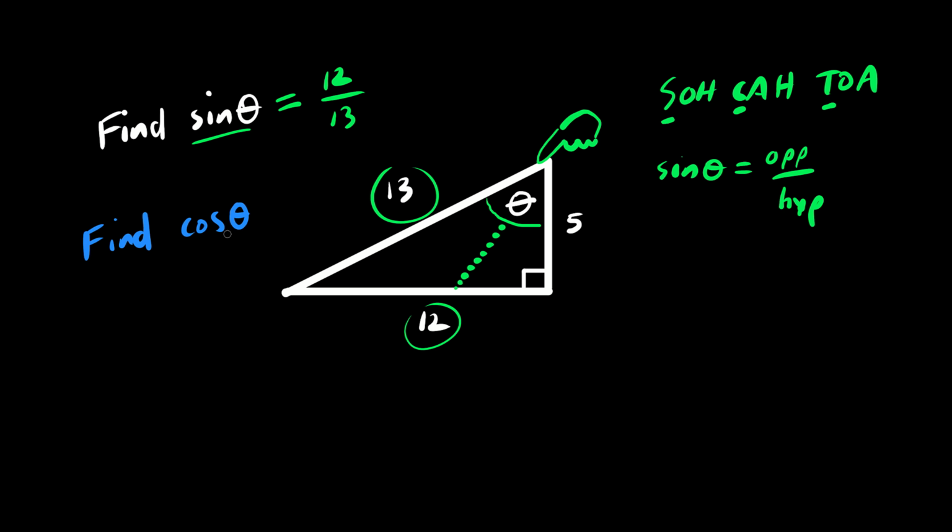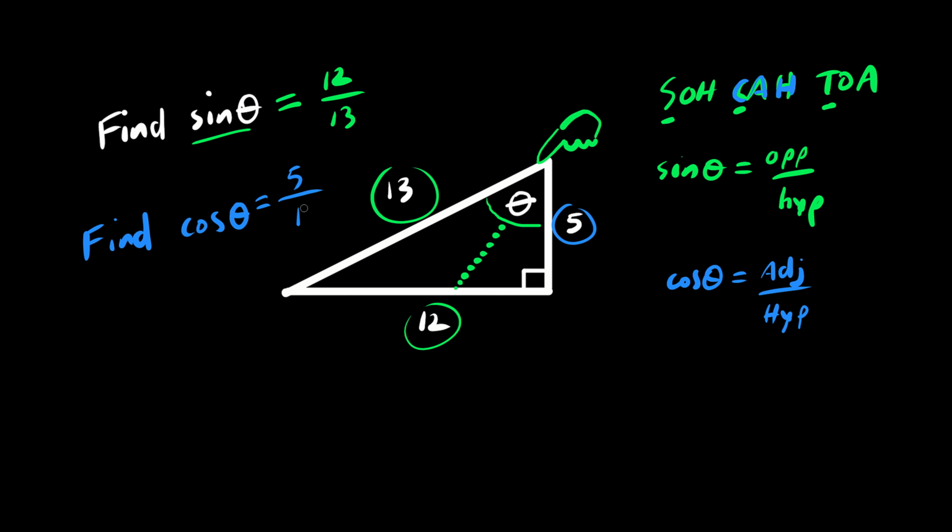Now let's find cosine theta. Cosine theta, according to the acronym, is equal to adjacent over hypotenuse. So cos theta is equal to adjacent over hypotenuse. The word adjacent is the person beside you, your friend. Who's your friend? Is it 5 or 13? The adjacent cannot be the hypotenuse because the hypotenuse is the hypotenuse. So the adjacent, your buddy, is 5.